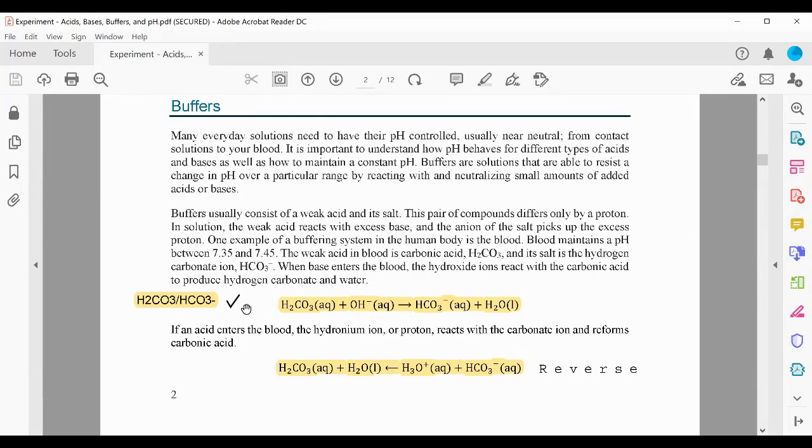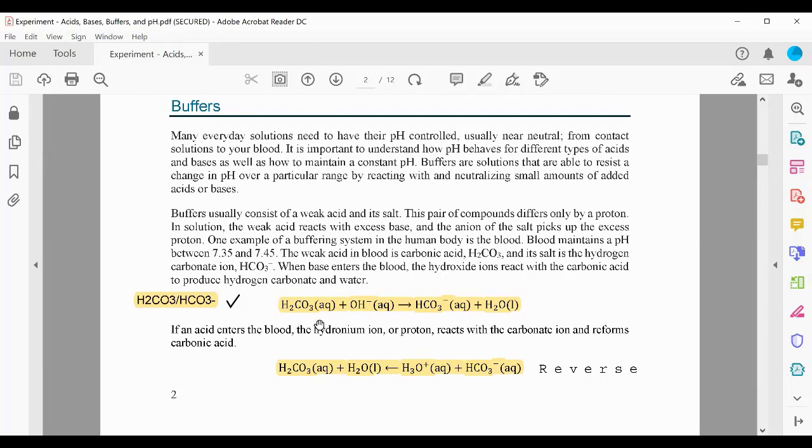And how do buffers work? Buffers usually consist of a weak acid, which is this carbonic acid, and a conjugate base, which is the salt. Or it can also be a weak base and a conjugate acid. So how do the buffers work? Let's say that we have the buffer in the blood. Let's say we add a base. The body brings a base.